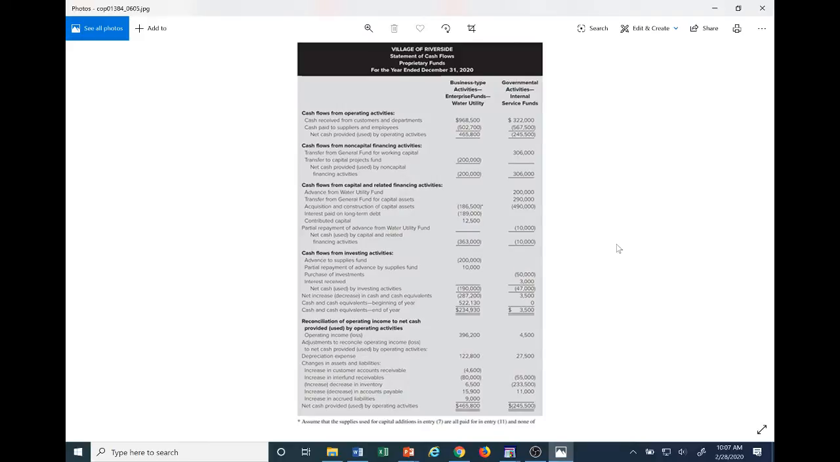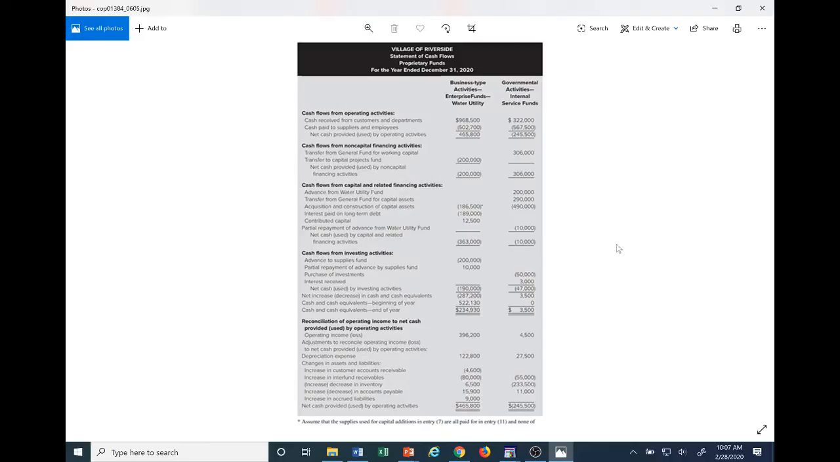Increase in interfund receivables. So once again, an interfund receivable is an asset. Assets are original debits. If it increased, we had to debit it within the period. So the debit needs to be backed out, right? We need to subtract that out, right? So that's why we're seeing negative $80,000.